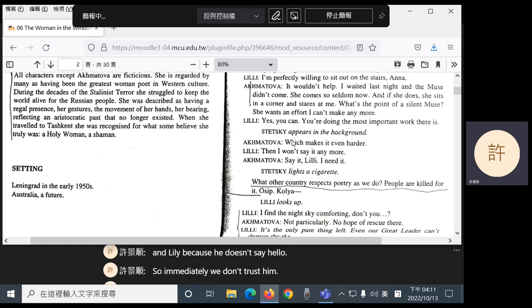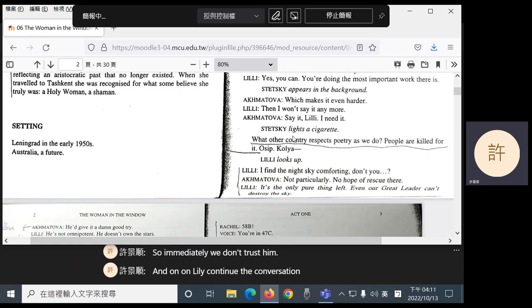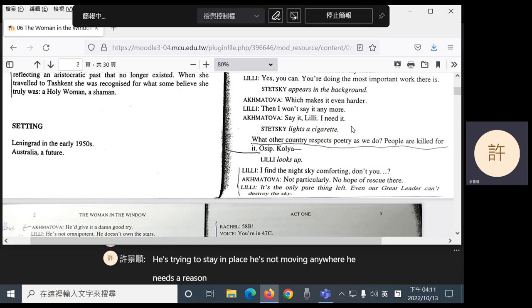And Anna and Lily continue the conversation. Stetsky lights a cigarette. This motion usually tells us that he's trying to stay in place. He's not moving anywhere. He needs a reason to stay there, and so he lights a cigarette.